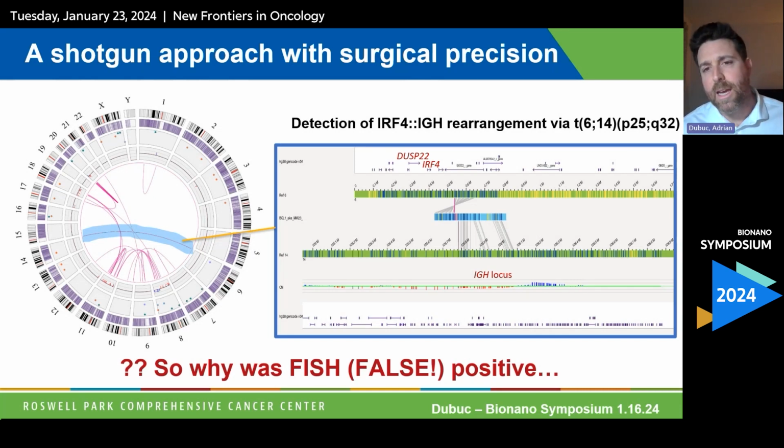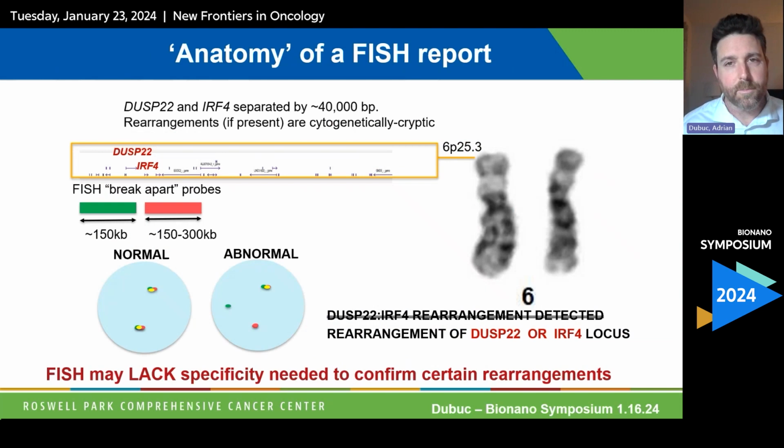And now, bringing this together, we can say, well, was FISH really false positive? How was it similar or dissimilar to those results? I think in order to fully understand this story, we have to appreciate maybe the anatomy of a FISH report. DUSP22 and ERF4 are two genes that live in close proximity, but whose rearrangements are typically associated with different disease types. DUSP22 with T-cell malignancies, ERF4 is much more common in its rearrangement through B-cell malignancies.